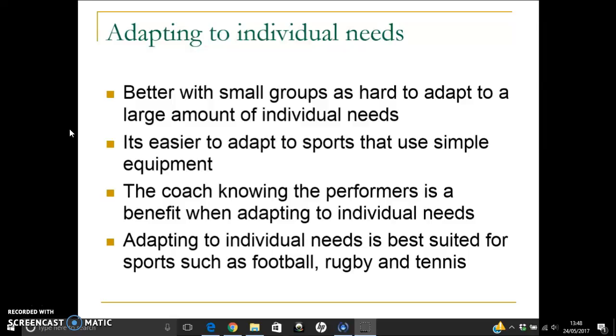And finally, adapting to individual needs is probably best suited for sports such as football, rugby, tennis, where there can be an easier variation in what you do skill-wise within the drills. So for example, you can do different passing drills in football or rugby, where it can be as simple as standing opposite someone practicing the technique, or you can do it within a game-based situation for the more able, higher ability people. And it is really all about the fact that these are easy to adapt to individual needs.